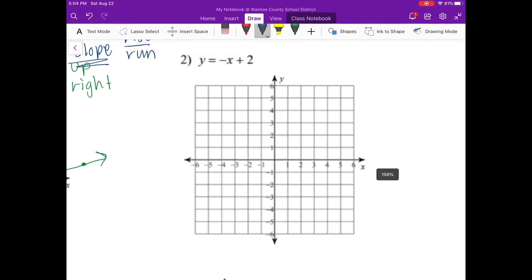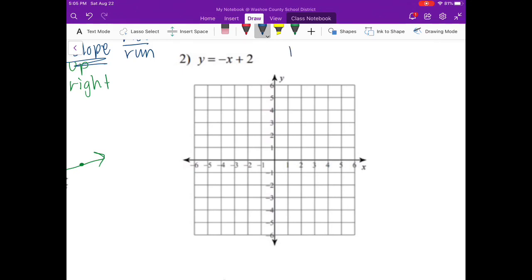Okay, going on to number 2, identify your y-intercept. So in this case, it's a positive 2. That's going to be where I start my graph, right there at positive 2. My slope, in this case, it's whatever is in front of my x. So there's a negative there, so negative 1. That one isn't a fraction, but anything over 1 is still the same thing.